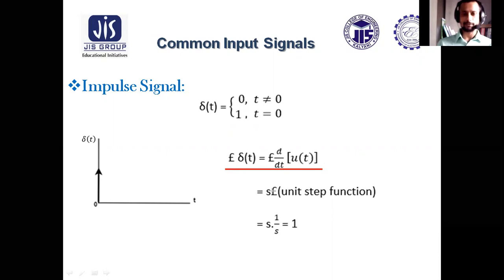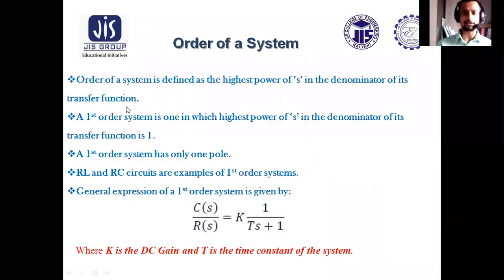Now, we know the Laplace transformation of a derivative, that is s into the Laplace transformation of u(t). So the Laplace transformation of u(t) is 1 by s, into s, that is 1. So for the unit impulse function, the Laplace transformation of the unit impulse function will be 1. So these are the basic common input signals which we need to know to analyze a control system.